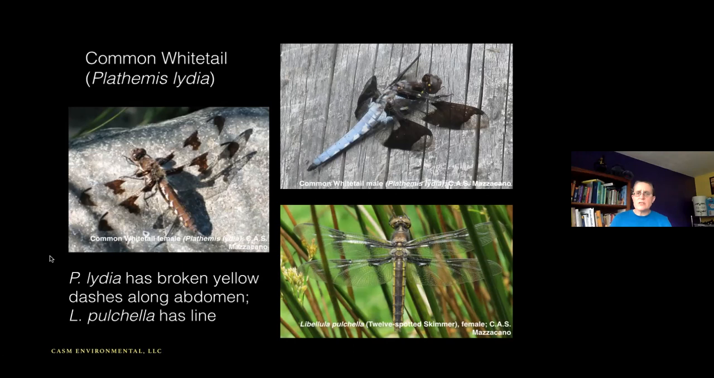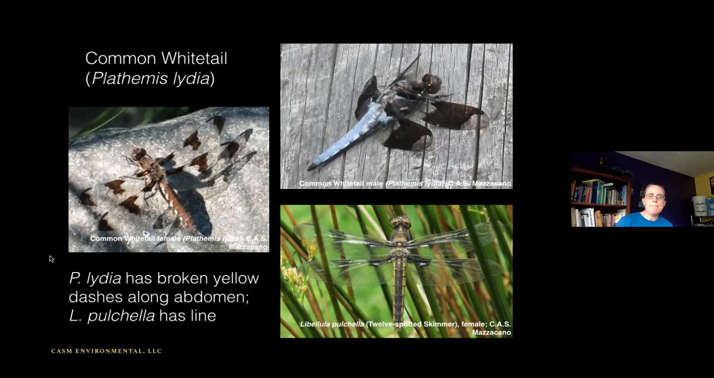But if you take a look at the female of a common whitetail, there's a female perched on the rock. That's the photo on the left-hand side. You go, wait a minute. I see a dragonfly with three black spots on each of its wings. Doesn't that look like a twelve-spotted skimmer? This is one of the classic mistakes that someone new to dragonfly identification makes. They see a female common whitetail and they think, oh, that's a twelve-spotted skimmer.